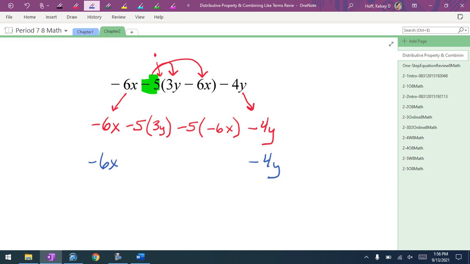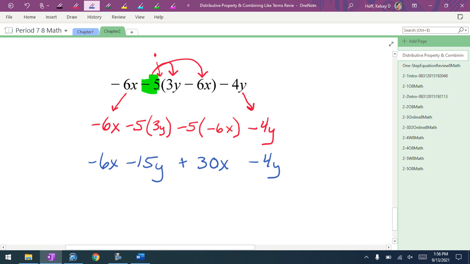Somebody I have not heard from today. Negative 5 times 3y. Alexis: excellent, negative 15y. Somebody else I haven't heard from. Negative 5 times negative 6x. Spencer: 30x. Positive or negative? Very good. So plus 30x.